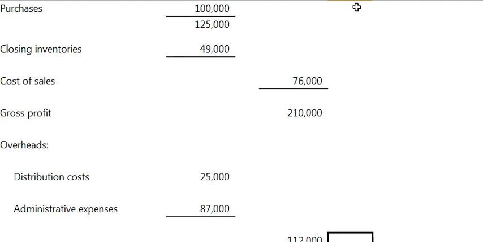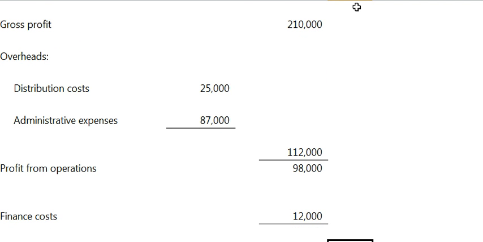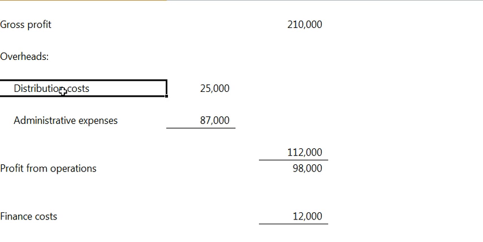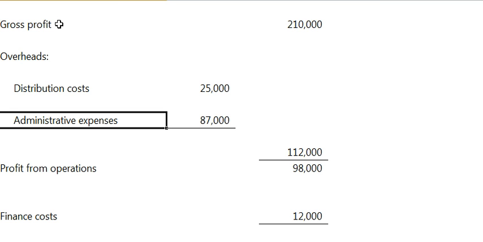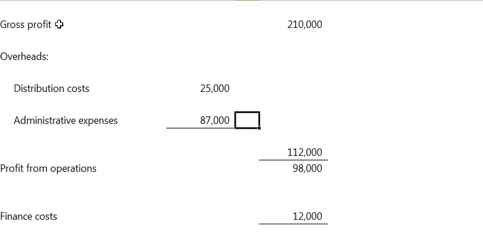Carry on down, we need to show our overheads, and there are only two types. We've got distribution and we have admin. Again, get those figures from the trial balance, subtotal, because there's a line there, and we bring the total of both of those, add them together, and you get 112,000. Sorry. The next profit we need to work out is profit from operations. So if you look up, you've got your gross profit there. We're going to take away the admin. Leaves us with 98.